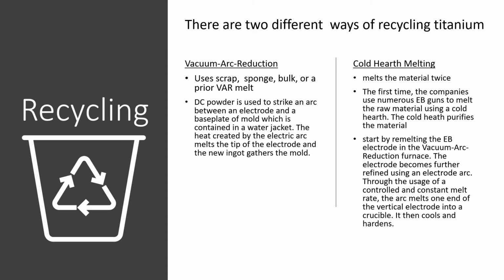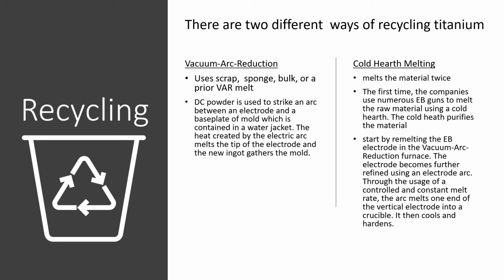The DC power is used to strike an arc between an electrode and a base plate of mold, which is contained in a water jacket. The heat created by the electric arc melts the tip of the electrode and the new ingot gathers in the mold. The second way is known as the cold hearth melting.